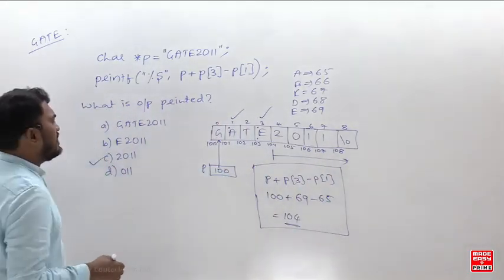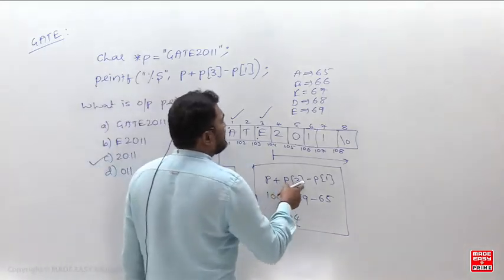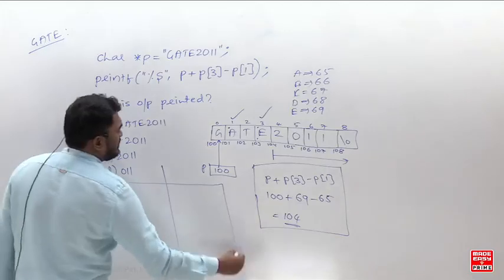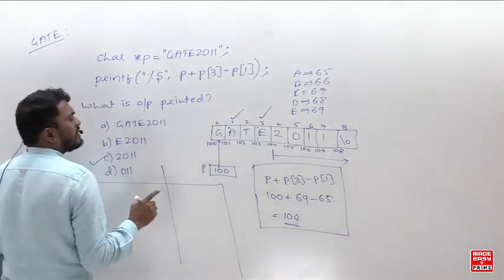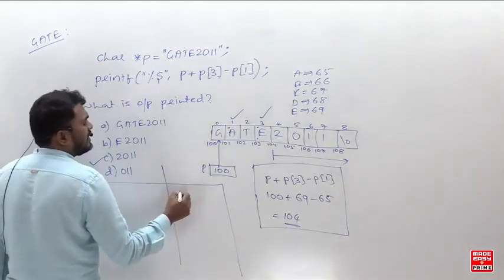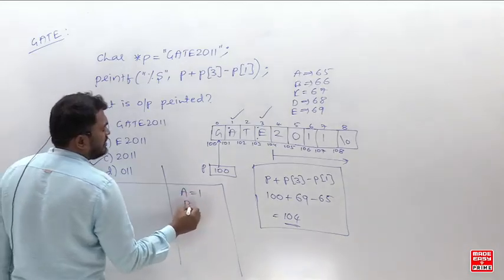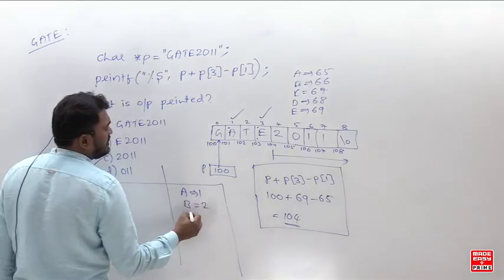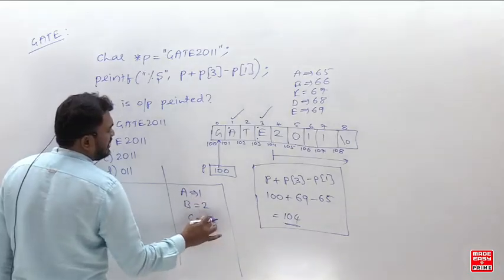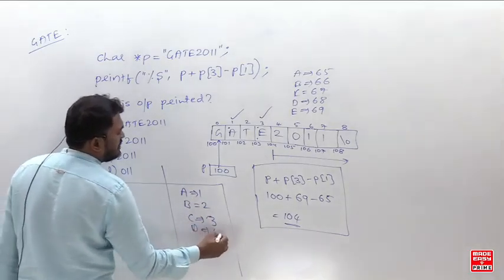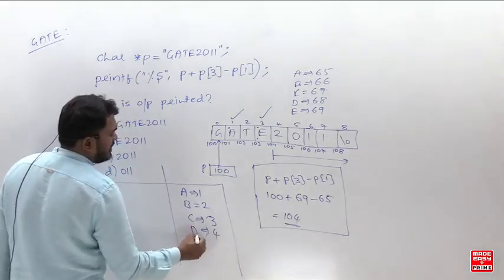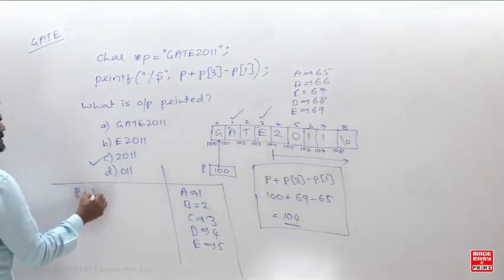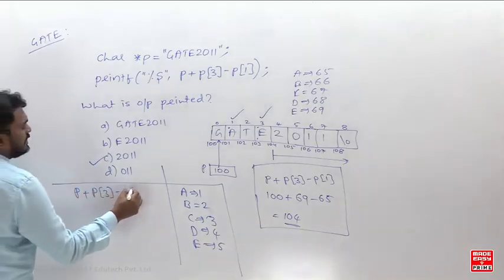So the right answer is C. Now somebody may be thinking, sir, if I don't remember the ASCII value, then no problem. If you don't remember the ASCII value of capital E, just assume something. I am assuming A equal to 1, so B equal to 2, C equal to 3, D equal to 4, and capital E's ASCII value is 5. Now you take P plus P of 3 minus P of 1.